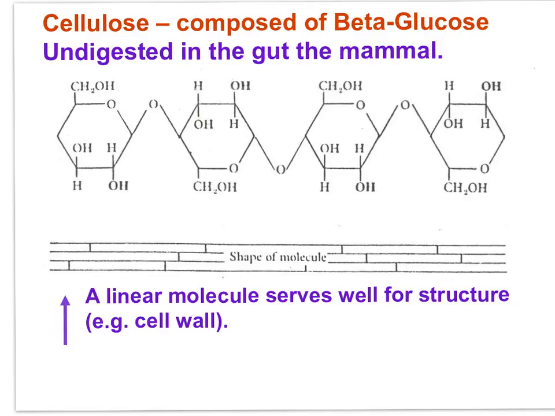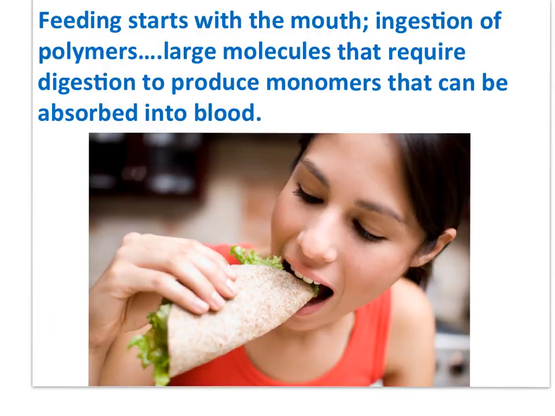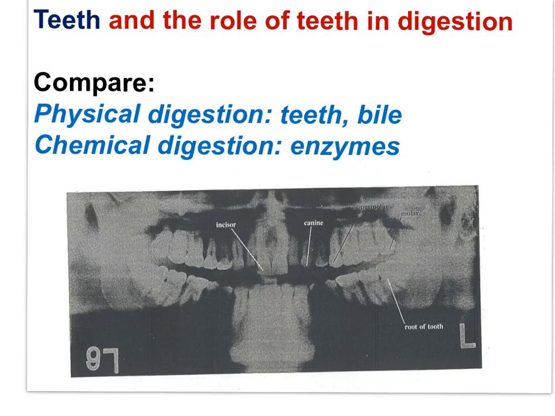Thus, cellulose remains undigested in the gut of the mammal and passes out with the feces. So as this movie is meant to be an introduction to digestion, let's start back at the beginning just for a minute. Apologies for the redundancy. Feeding starts with the mouth, ingestion of polymers, large molecules that require digestion to produce monomers that can be absorbed into the bloodstream. Teeth play a role in digestion as they physically break food into smaller pieces.